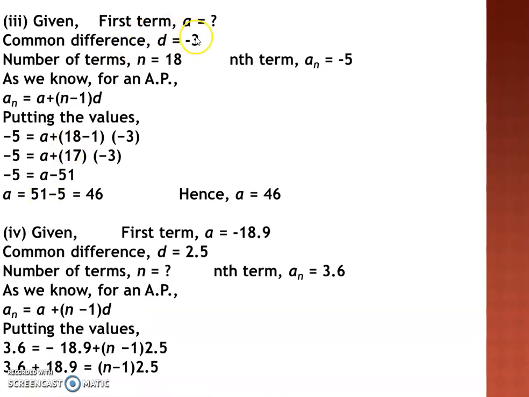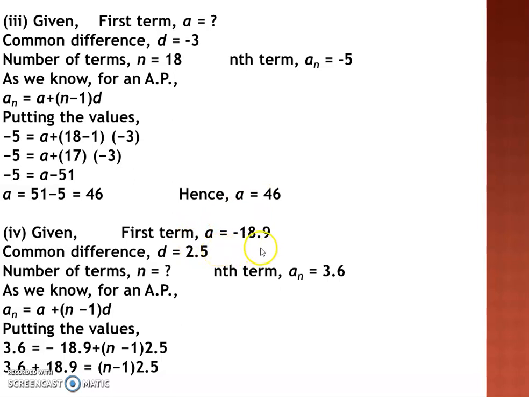Third one, here first term is not given. Common difference is minus 3. Number of terms is 18, and nth term, that is 18th term, is minus 5. So if you substitute in that relation, we have a as the unknown variable, rest of the things are given to us. So easily you can solve it as a linear equation and get the value of a as 46.